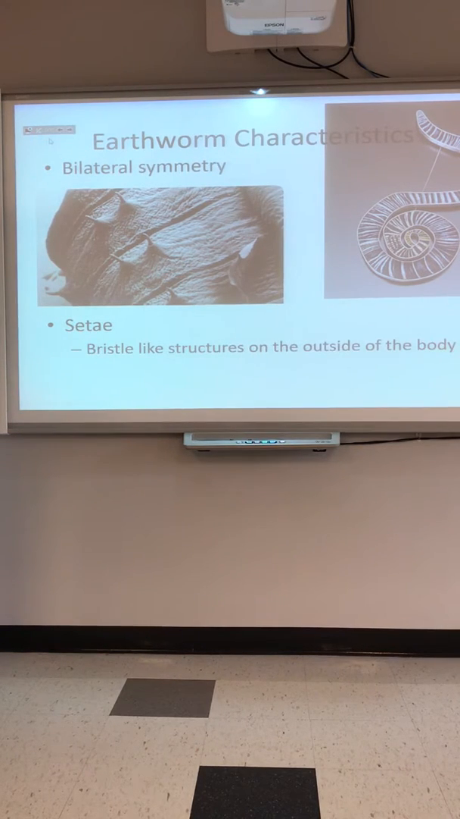Now, the bristle-like structures on the outside of the body are setae. They're used for movement in these guys and filter feeding with the bristle worm and the Christmas tree worm.